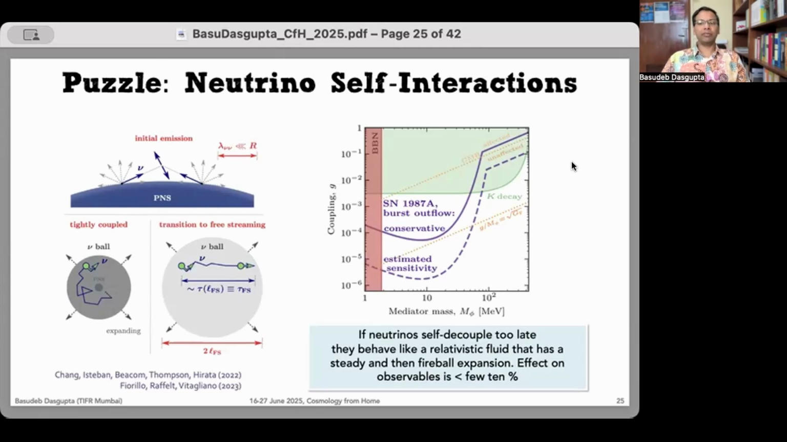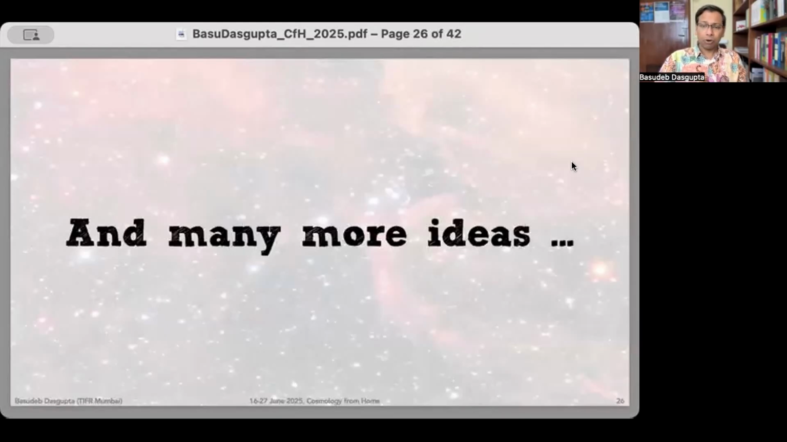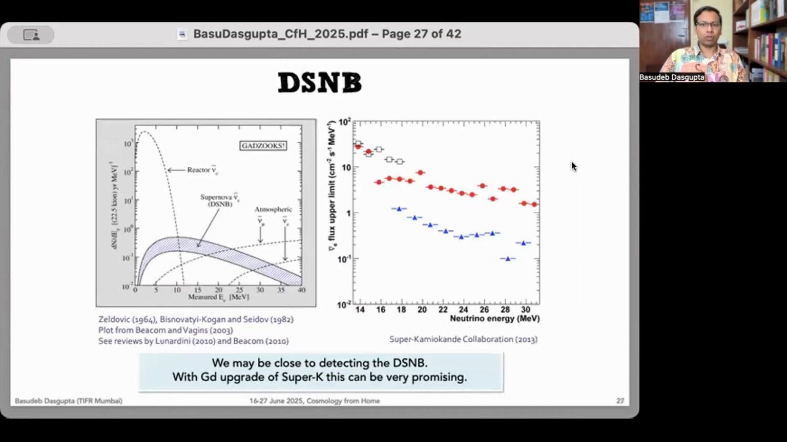More recently, there is some clarity on this matter. I point you to these references, and the punchline appears to be that the effect on observables like the time of the burst and the energetics of the burst is less than a few tenths of a percent.